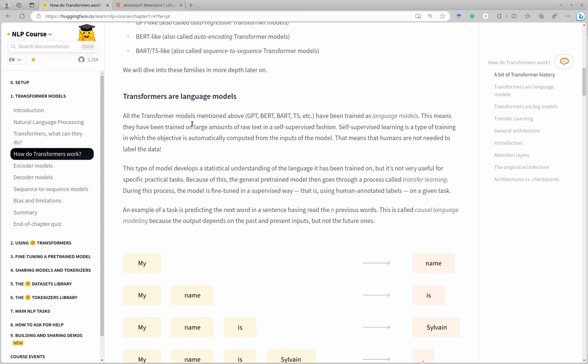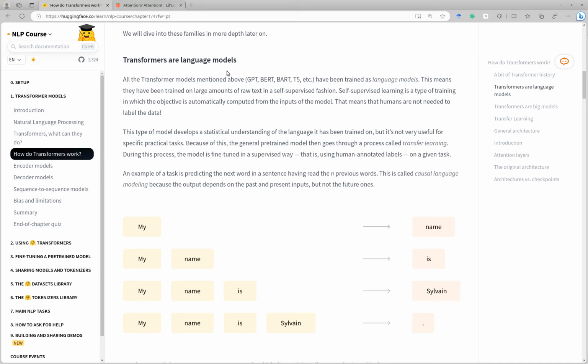Here they are talking about transformers as language models. All the transformers mentioned above, that is GPT, BERT, BART, T5 and so on, have been trained as language models. This means they have been trained on a large amount of raw text in a self-supervised fashion. The meaning of self-supervised is that they are trained on a large corpus of data, and they don't need any kind of human intervention to label that data.